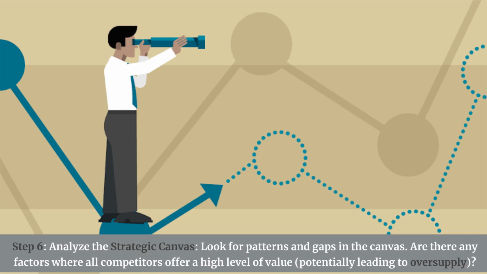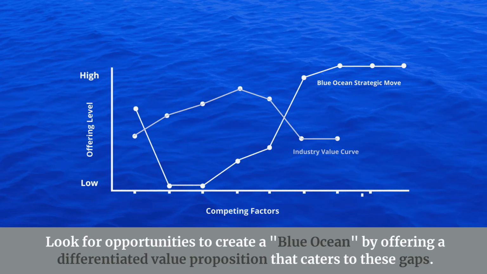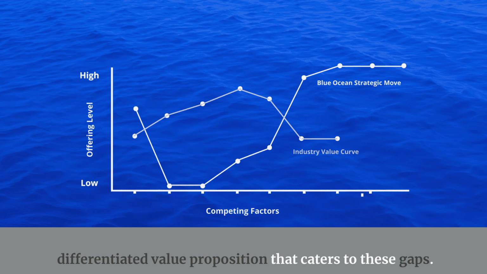Step 6. Analyze the strategic canvas. Look for patterns and gaps in the canvas. Are there any factors where all competitors offer a high level of value, potentially leading to oversupply? Are there any gaps where no competitor offers a strong solution, potentially indicating an unmet customer need? Look for opportunities to create a blue ocean by offering a differentiated value proposition that caters to these gaps.